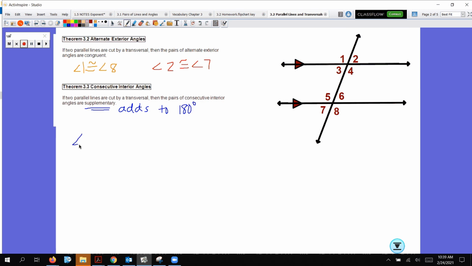So angle 3 plus angle 5 equals 180 degrees. And the other consecutive interior angles we have are angle 4 and angle 6. So angle 4 plus angle 6 is also equal to 180 degrees.